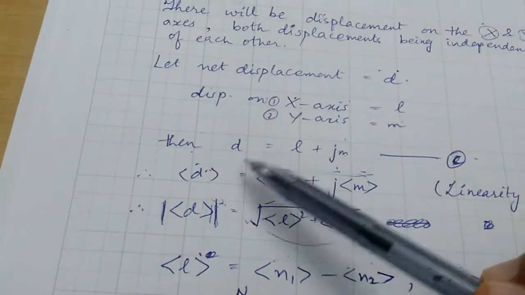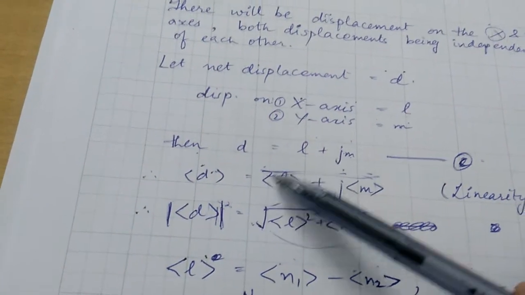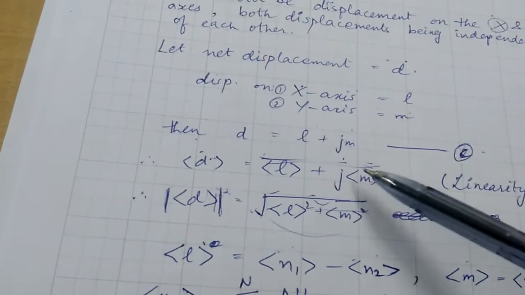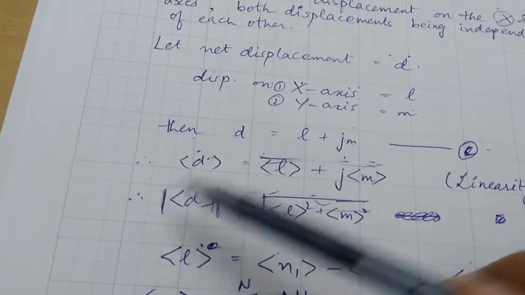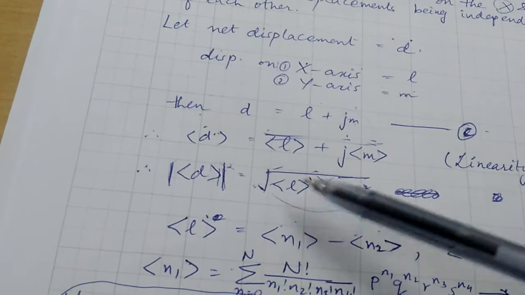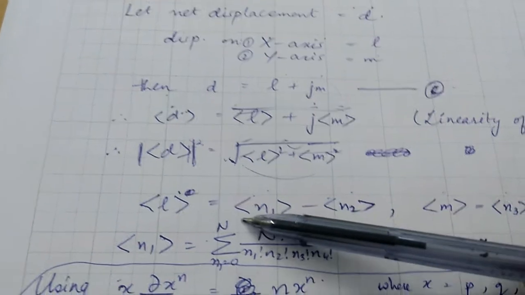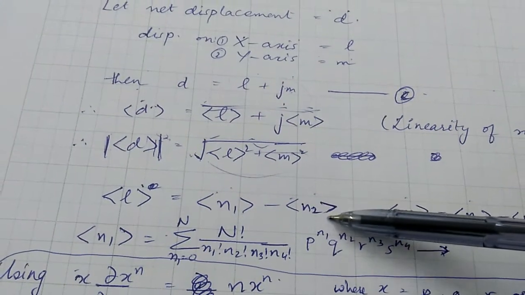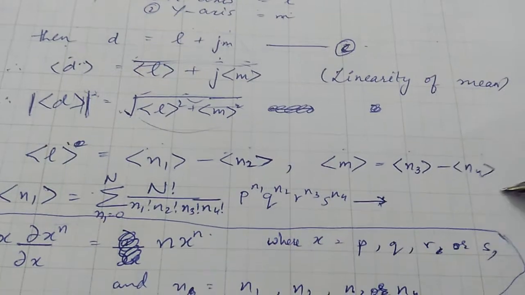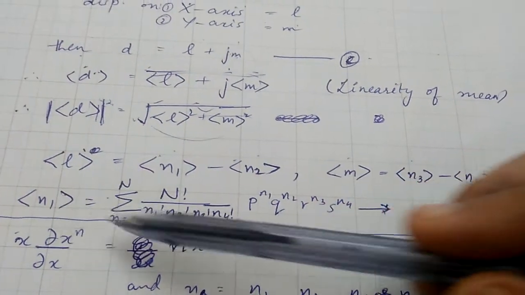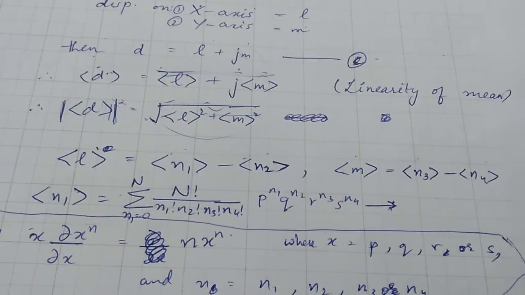This complex number taken average will be L averaged plus j times m averaged. Taking the magnitude gives us L average the whole square plus m average the whole square. Finding L and finding m requires us to find n1 average, n2 average, n3 average, and n4 average. n1 average can be found in this way.